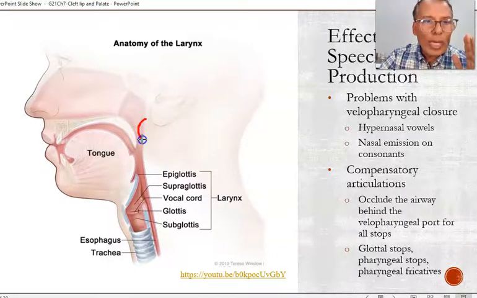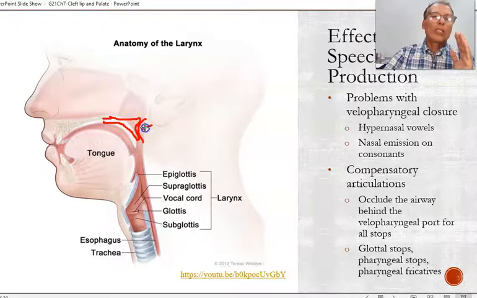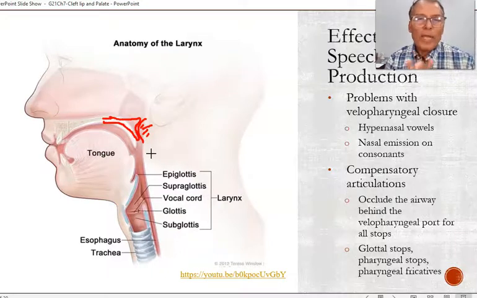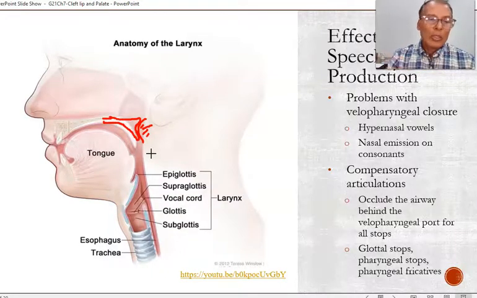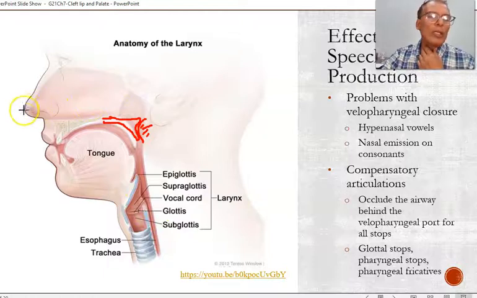So the adenoid pad will be here, and then the velum is going to lift against the adenoids here. And if that is not done, then the air is going to leak out. The person will be sneezing like this, and the air will just go through the nasal cavity.